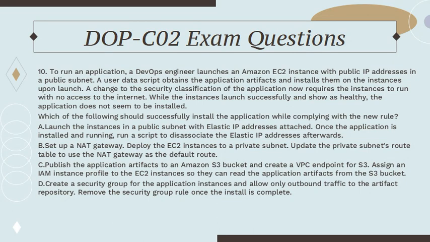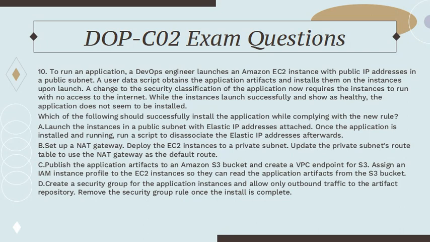A. Launch the instances in a public subnet with Elastic IP addresses attached. Once the application is installed and running, run a script to disassociate the Elastic IP addresses afterwards. B. Set up a NAT gateway. Deploy the EC2 instances to a private subnet. Update the private subnet's route table to use the NAT gateway as the default route.